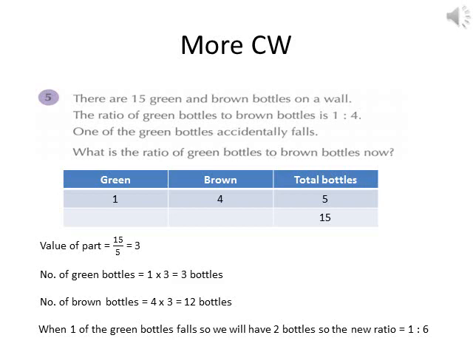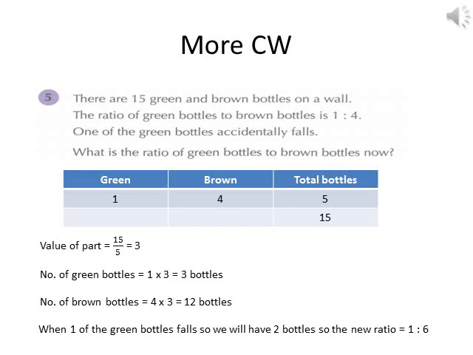So let's read it again and pick out the parts that you will use right now. There are 15 green and brown bottles on a wall. The ratio of green bottles to brown bottles is 1 to 4. So I need you to just get me the number of green bottles and the number of brown bottles, and then continue reading the question.